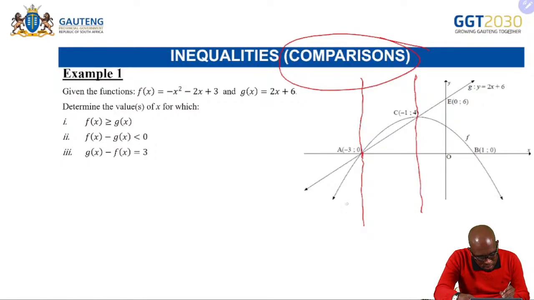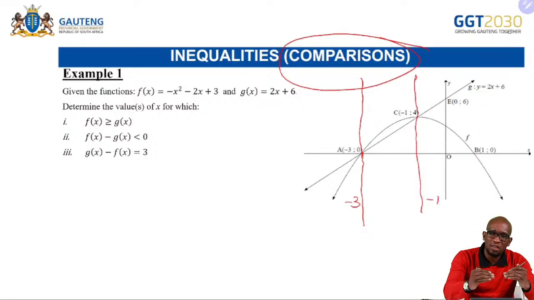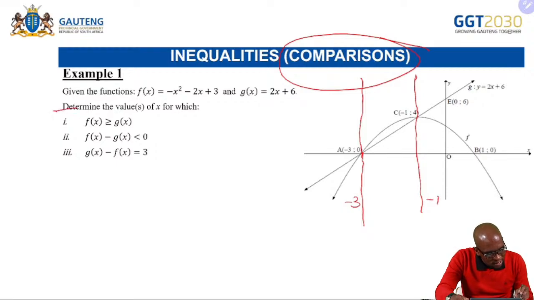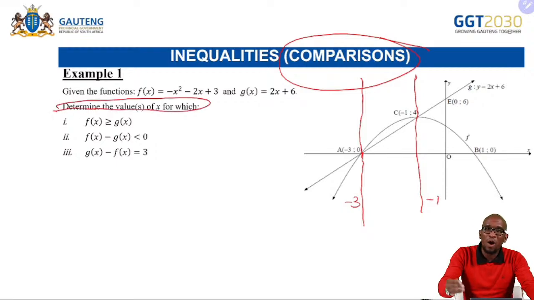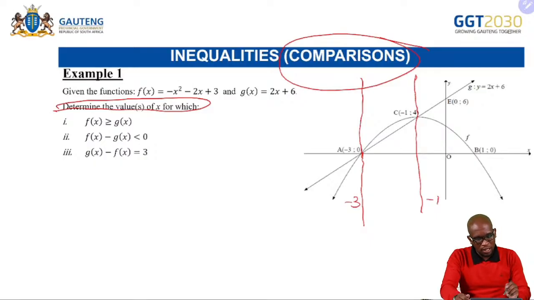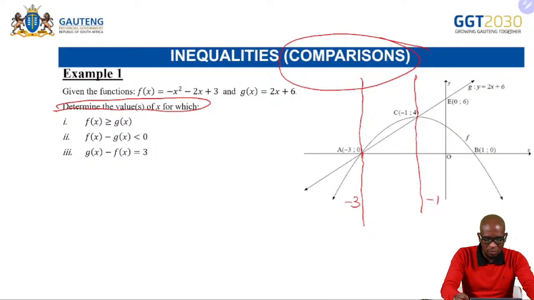So my reference here, or the critical value here, would be -3, and another critical value would be -1. We're going to focus on the values of x. Remember this, we are looking at the values of x for which y exhibits a specific behavior. Now, I've identified my critical values. In this case, my critical values lie on the points of intersection.